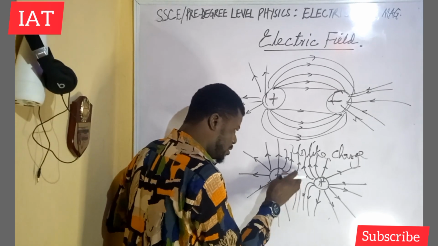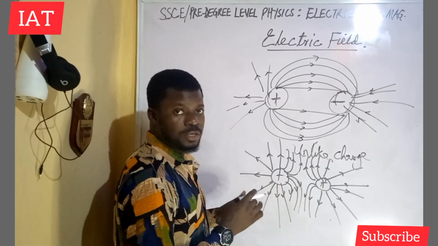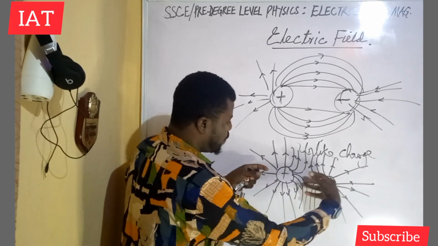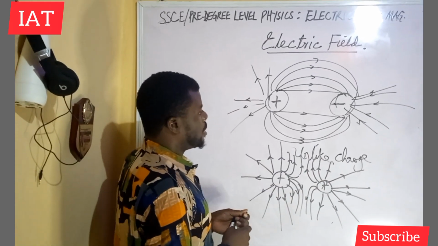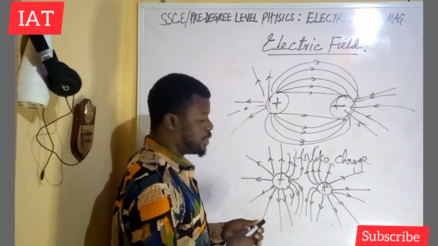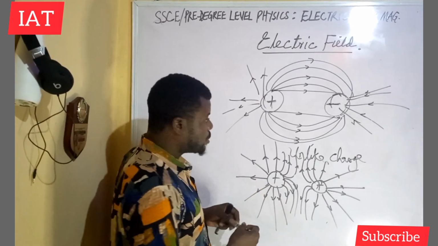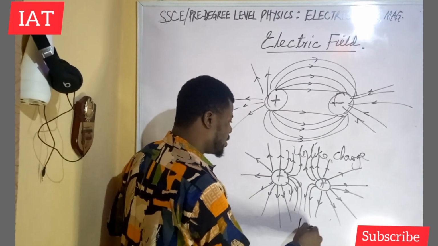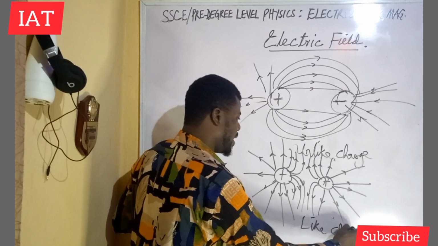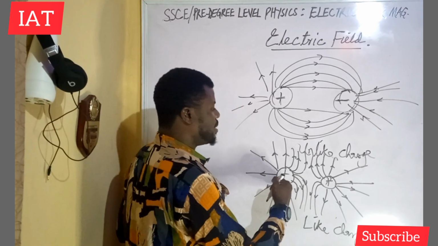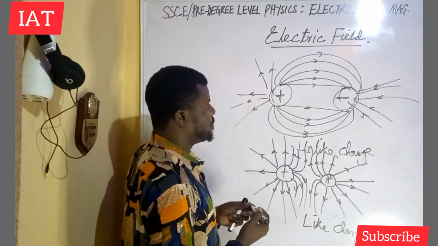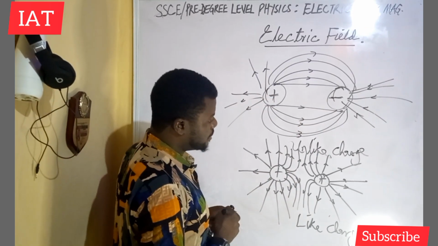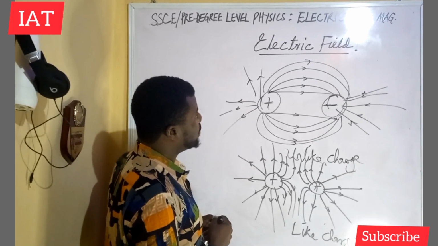And at this point, you experience what we call field, which is a region where you can feel this force, the force between these two charges. You can feel it, you can experience it, but you cannot see the forces. So that is the concept of electric field. So this we call like charges. You can represent them as negative, negative, or positive, positive, the same way we did for unlike charges, positive and negative. So that is the basic concept of electric field.